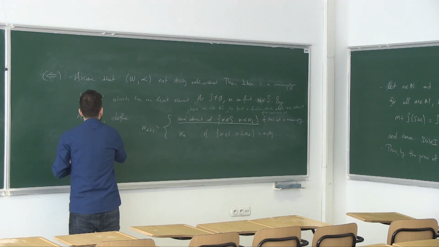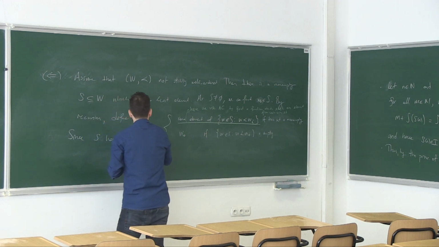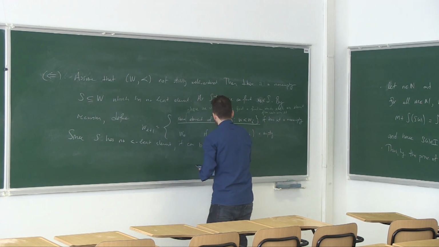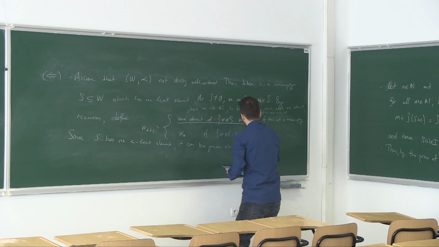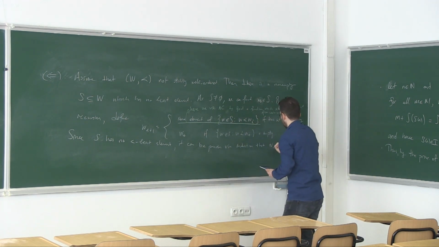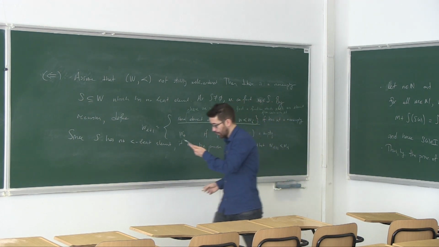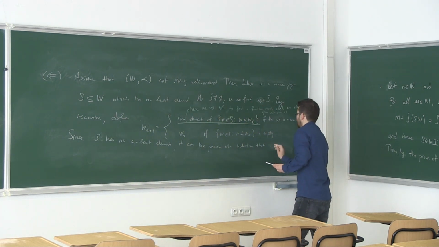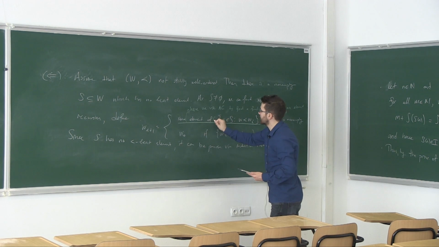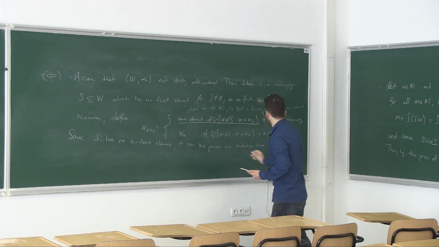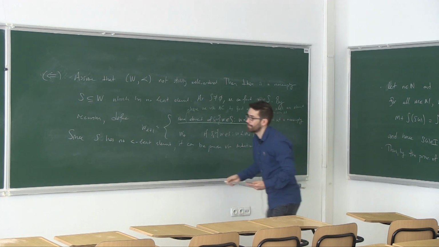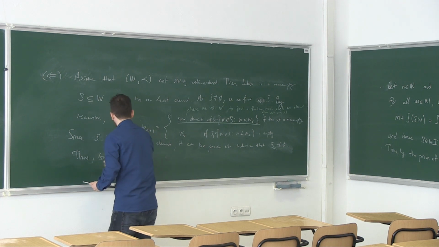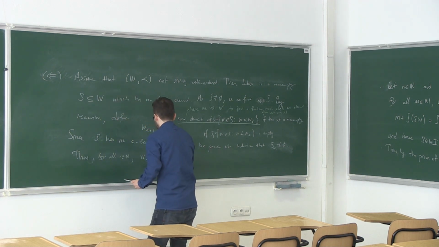Since S has no least element with respect to this relation, it can be proven via induction that W sub I plus 1 is strictly less than W sub I. Sorry, it can be proven via induction that, let me call this set S sub I, okay? This is non-empty. Thus, for all I in N, W sub I plus 1 is strictly less than W sub I.